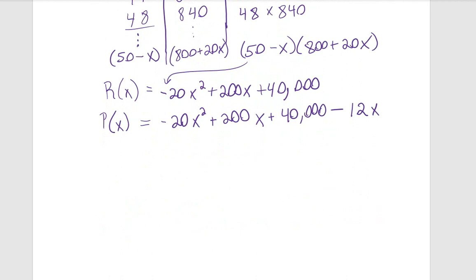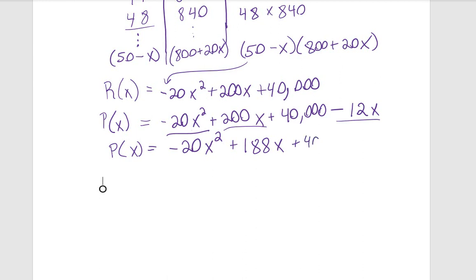Now, what we want to do is maximize this profit, so we want to take our profit function, and remember, anytime you see the word maximize, that means you're going to have to find the derivative and then solve for x. So our profit function is negative 20x squared, that's this guy, plus 200x minus 12x, which gives you 188x, plus 40,000. We're going to take the derivative, so that'd be negative 40x plus 188.